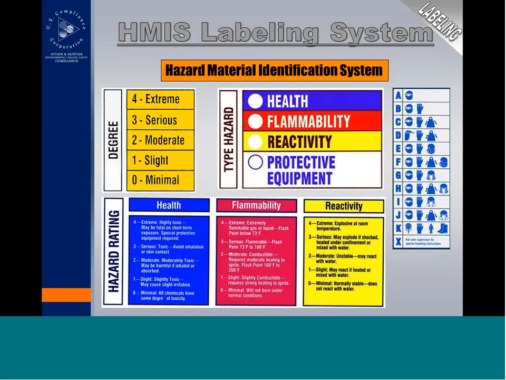Instead of having a specific hazard identifier in the white box, your HMIS system has a protective equipment code, which if you look on the right-hand side of the slide, you can see there are a variety of letters as well as pictograms depicting what type of personal protective equipment we should be utilizing while working with that chemical.